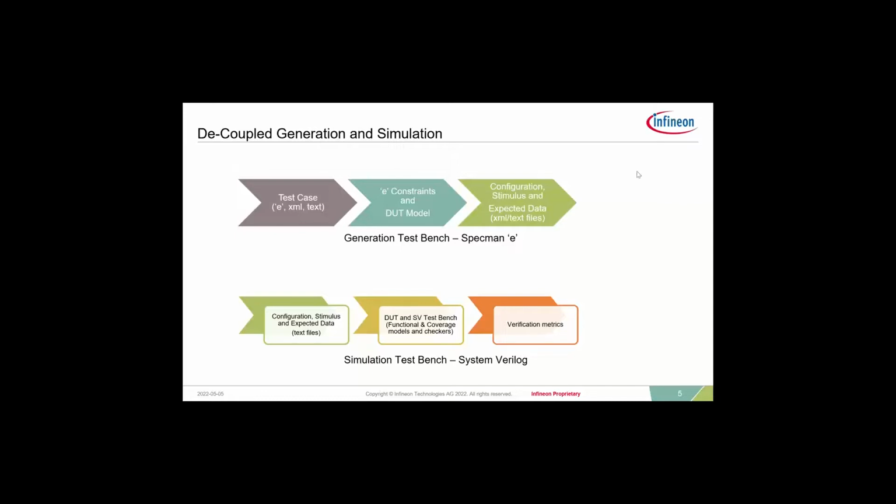design. And then at the bottom here we have the simulation test bench, which is written in SystemVerilog, which is nothing different to what you'd expect apart from this first box where it's able to read in your configuration and stimulus and expected data. Then it contains your normal functional models and checkers, and is able to produce verification metrics for you. So that's what we mean by the decoupled approach. It's nothing different to what Tim explained in his slide sets, really.